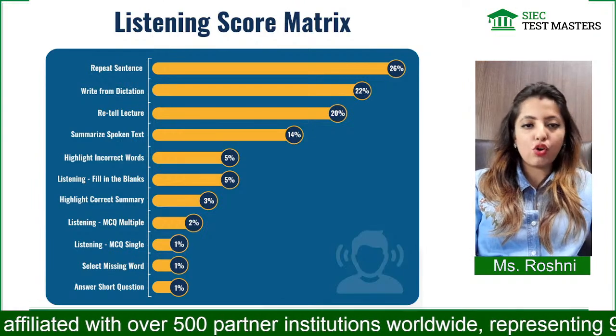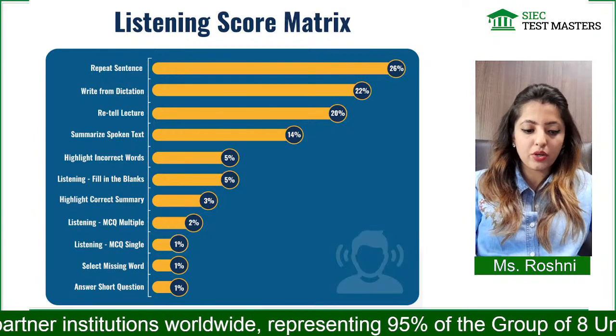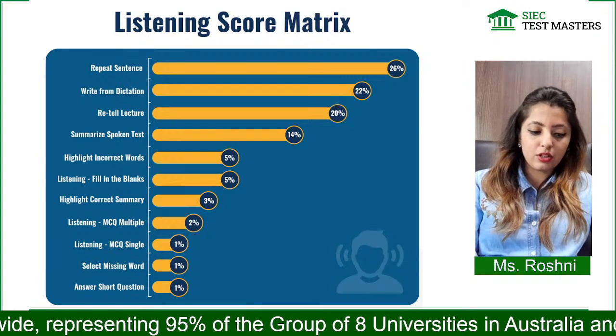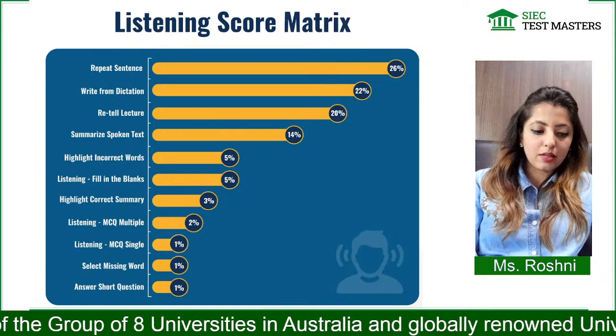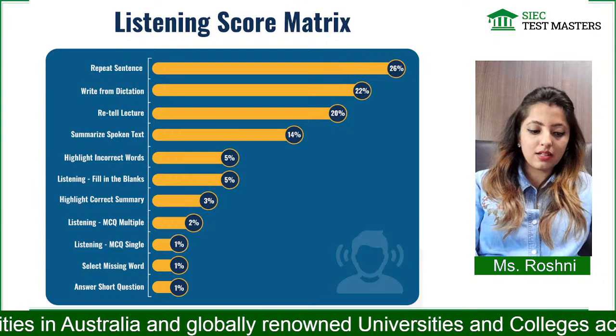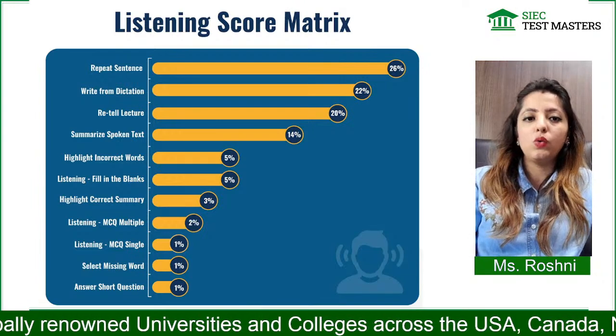Write from dictation followed by retail lecture. Summarize spoken text comes up to 22%, 20%, 14%. Highlight incorrect words. Listening fill in the blanks are in the range of 5% each. Wherein listening multiple choice, single answers, multiple answer, summary, select missing words is 2 to 1%, and answer short questions as well in 1%.